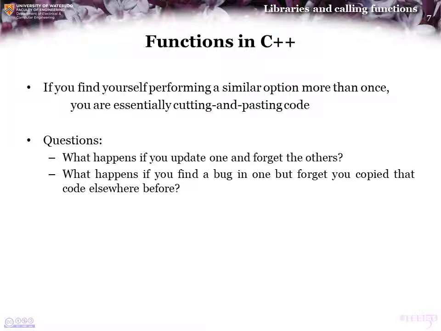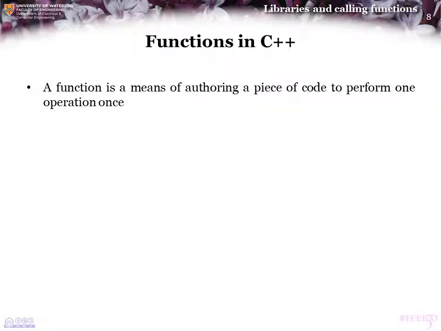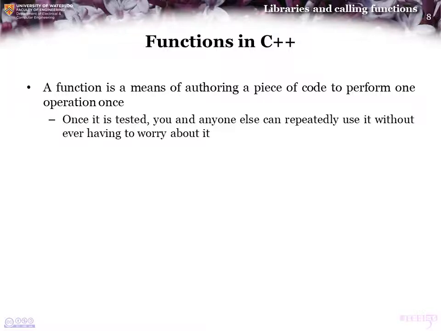So what we're going to now look at is how can we use functions to solve this problem. A function in C++ is a means of authoring a piece of code to perform one straightforward operation once. It will take some arguments and it will perform some operation and give a return value based on those arguments. Once that function is tested, you and anyone else can use it again and again without ever having to worry about it being correct or not.